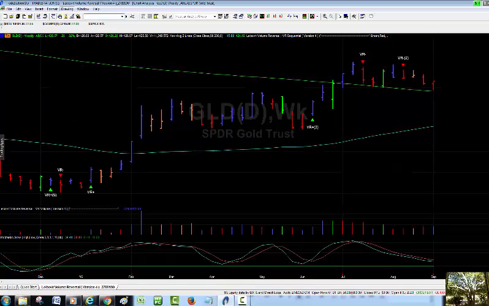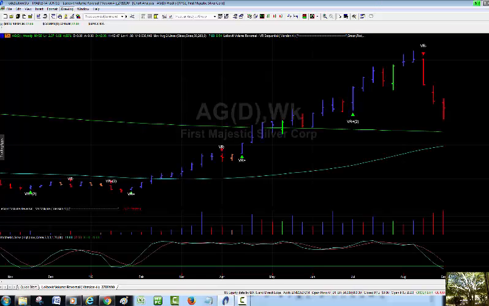Let's put up First Majestic, which has been a big winner if you're a silver player. AG rallied from $2 all the way up to almost $20, 19 and a half. Nice rising stochastic back here in January, positive VR. It went sort of sideways. We did generate a negative VR here, and as a trader, I would have to tell you that if I got a negative VR like this, even though the stochastic didn't turn down, I probably would exit a long position.